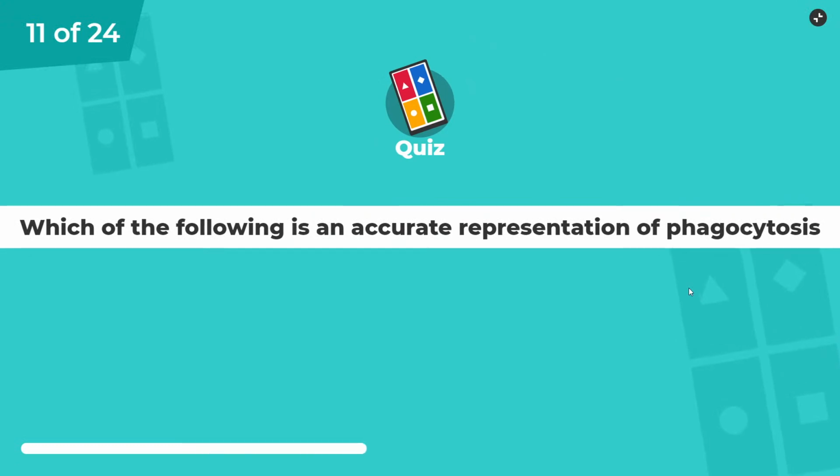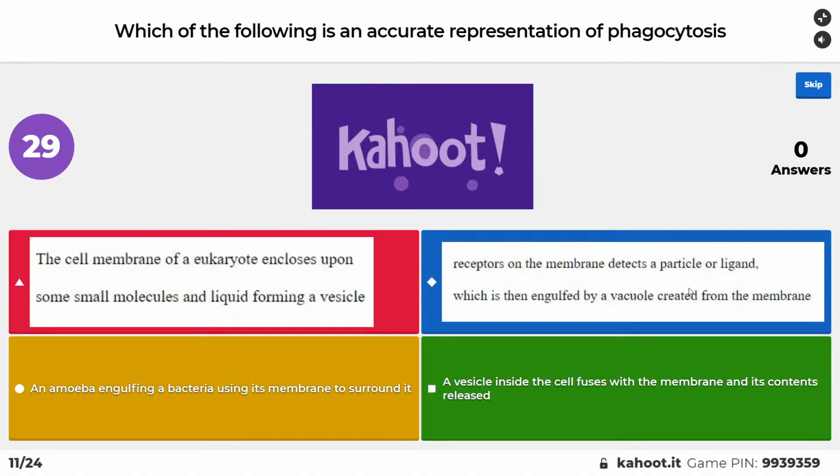Which of the following is an accurate representation of phagocytosis? Remember, it's the memorization of terms. What is easier to remember is that there's pino, phago, so it makes sense. Well, at least to me.